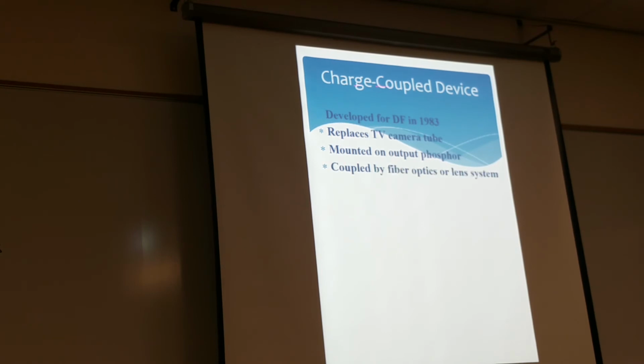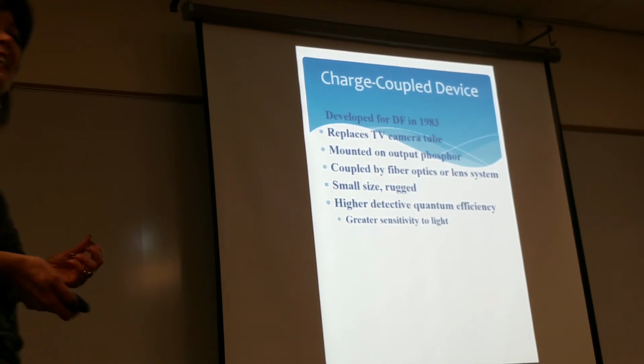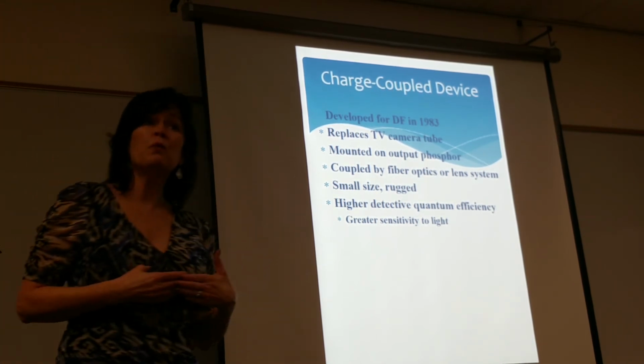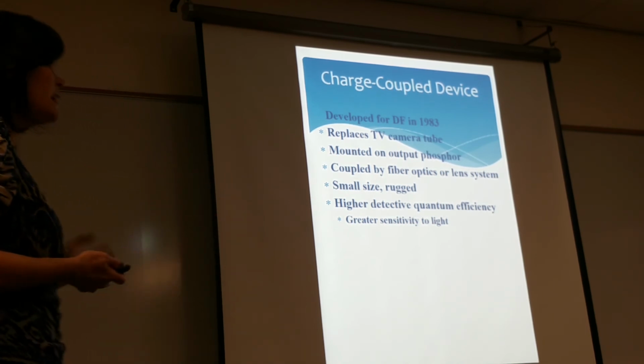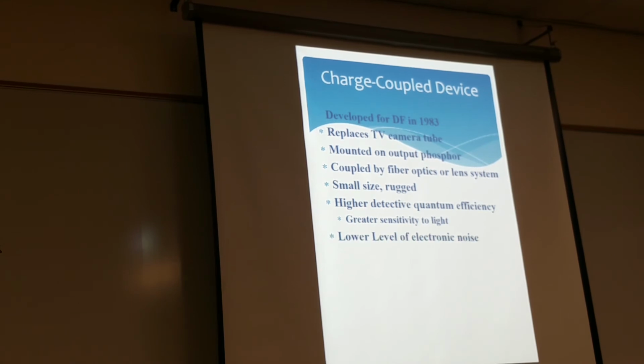Okay, the CCD, this is what we're talking about. It replaces the TV camera tube, and is mounted on the output phosphor. A couple of ways it can be connected to the output phosphor: either through fiber optics or by optical lenses. It's very small and rugged. We've talked about that before. It has a high DQE. What does that mean? A high detective quantum efficiency, meaning that it's very sensitive to light, which we want it to be, light coming from the output phosphor. The more sensitive it is, the less exposure we can use.